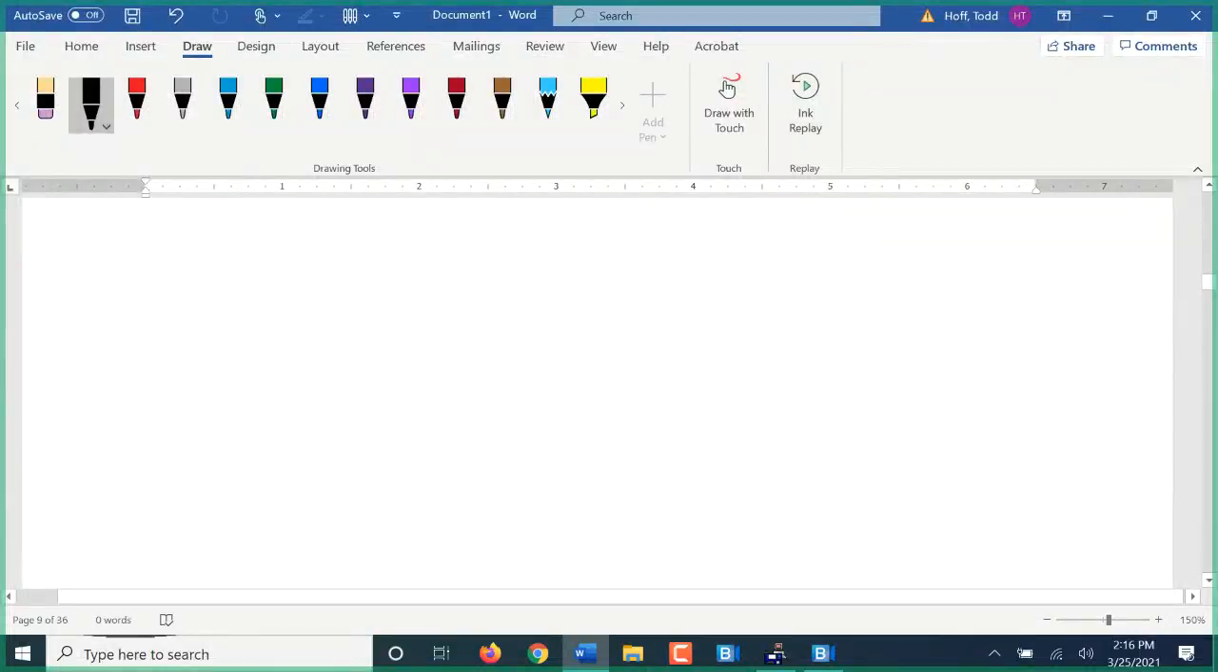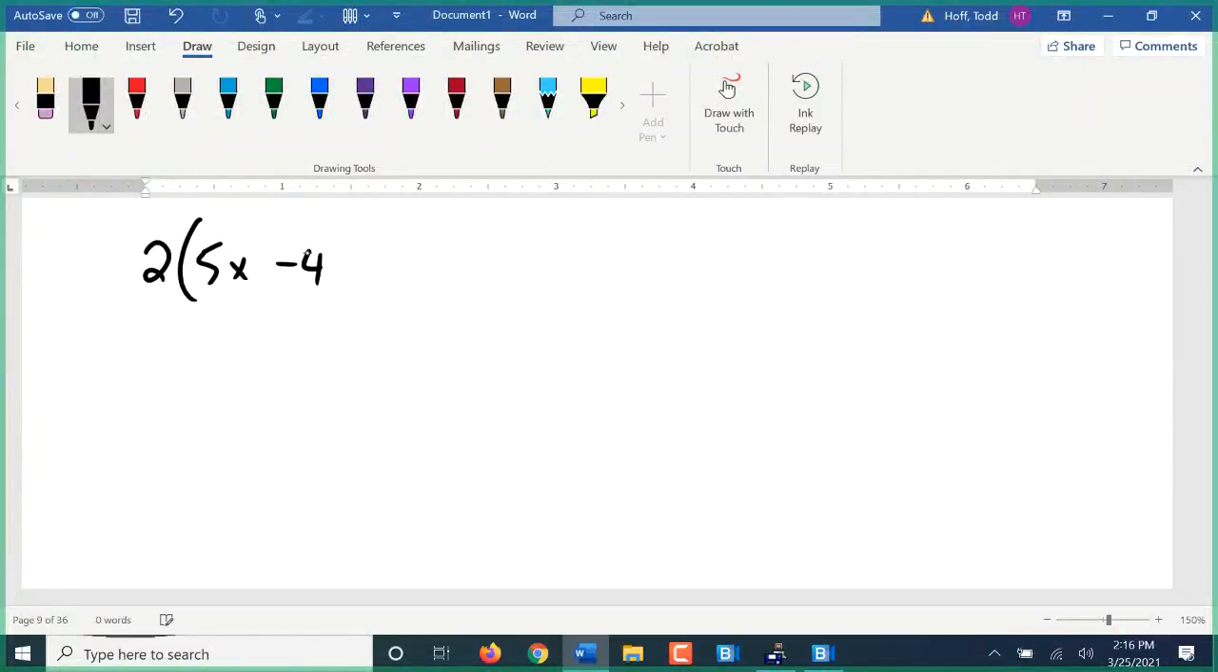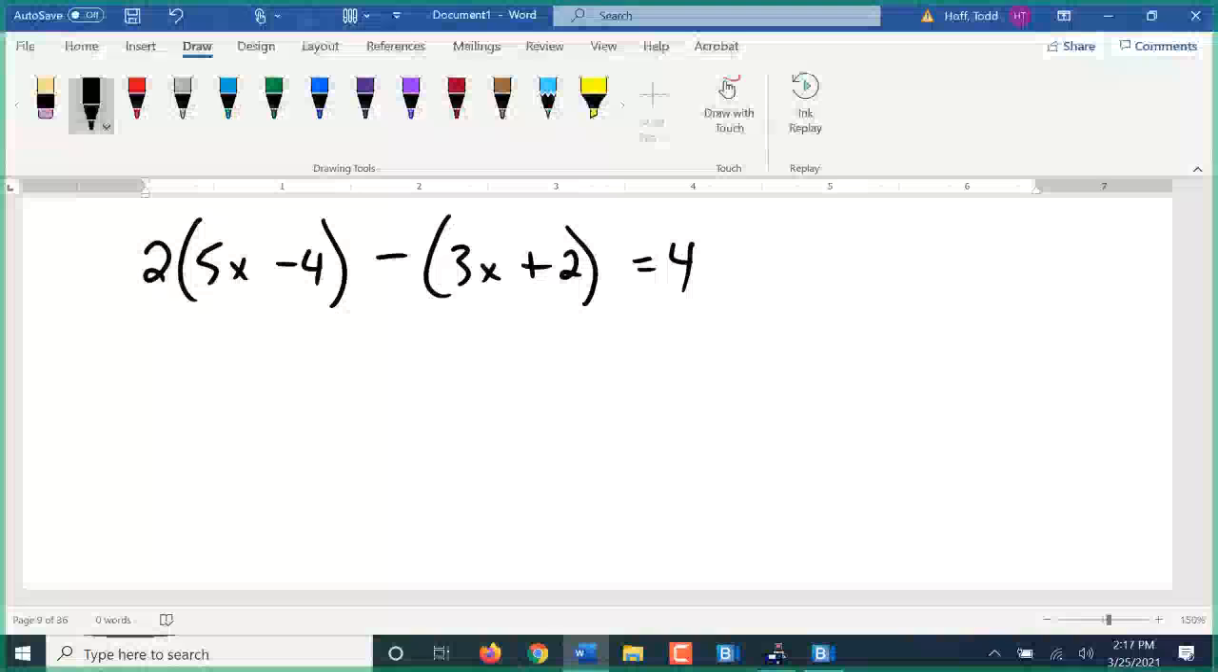So we can see this in a little bit more complex fashion in something like this. 2 times 5x minus 4 minus 3x plus 2 equals 4. So when we look at this, there's things to combine on the left side. There are two sets of parentheses. Order of operation says more than one thing at the same level, we go left to right.